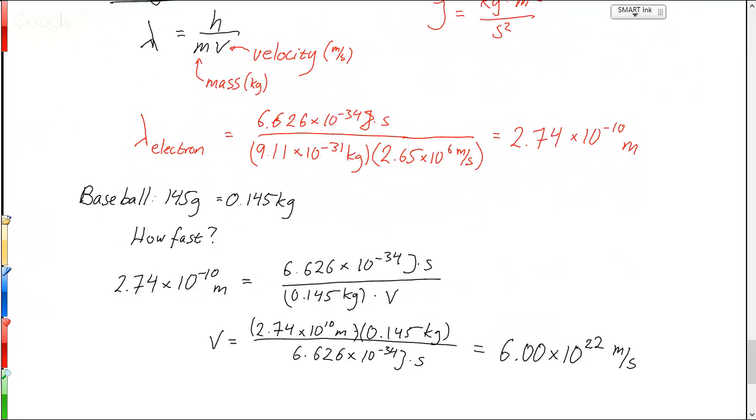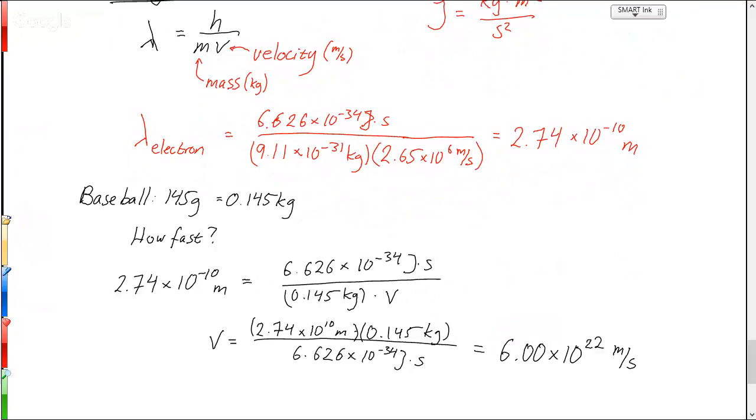Okay, can anybody throw a baseball that fast? Well, they can't. Why? It's faster than the speed of light. Remember the speed of light is 3 times 10 to the 8th meters per second. So this is way faster than the speed of light. So you could never actually get a baseball fast enough to start acting like a wave in the way that it makes a diffraction pattern.